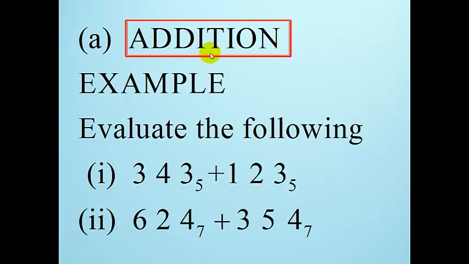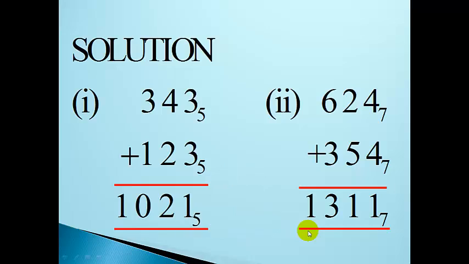Now let's look at addition. Example, evaluate the following. I. 343 base 5 plus 123 base 5. II. 624 base 7 plus 354 base 7. Now let's look at the solution.